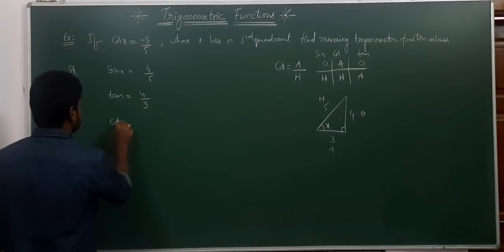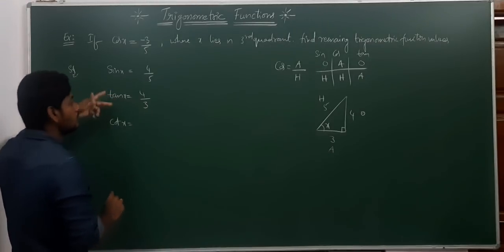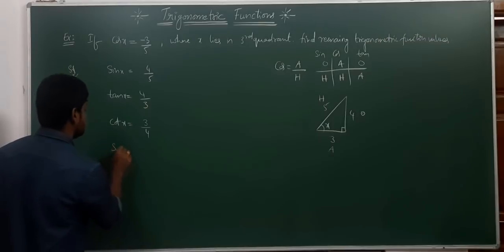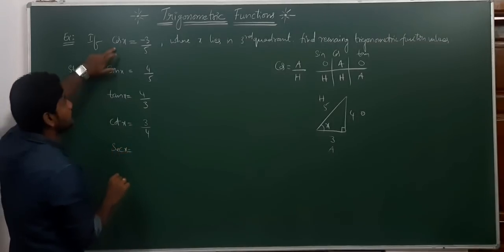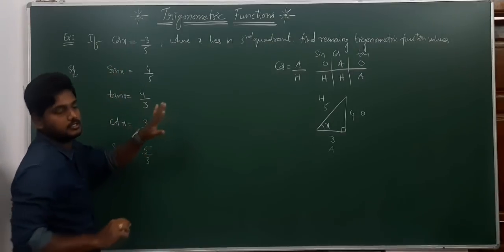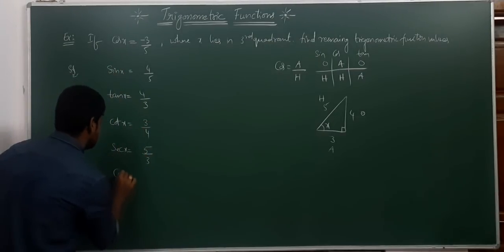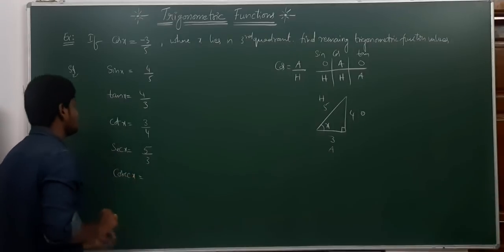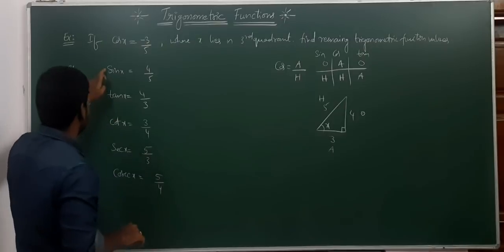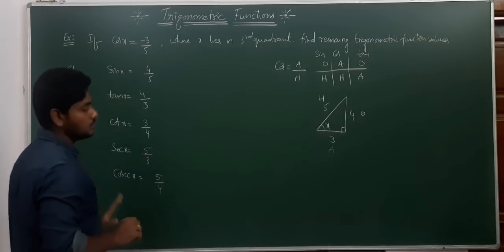Next, cot x. Cot x is the reciprocal of tan, nothing but 3 by 4. Next, secant. Secant x is the reciprocal of cos, nothing but 5 by 3. Next, cosecant. Cosecant x is the reciprocal of sine, nothing but 5 by 4. 1, 2, 3, 4, 5, 6, over.